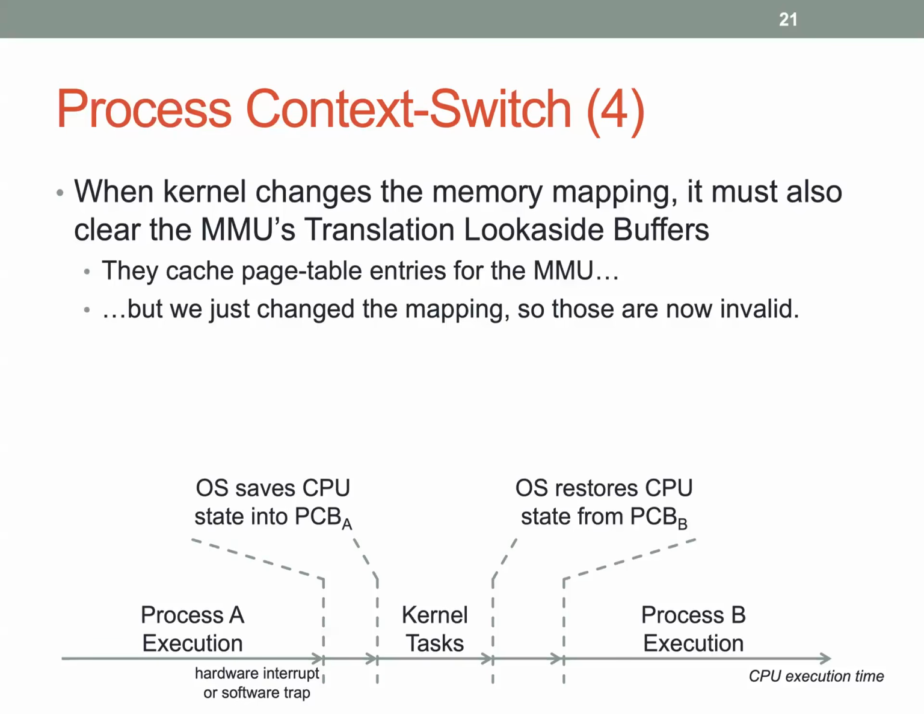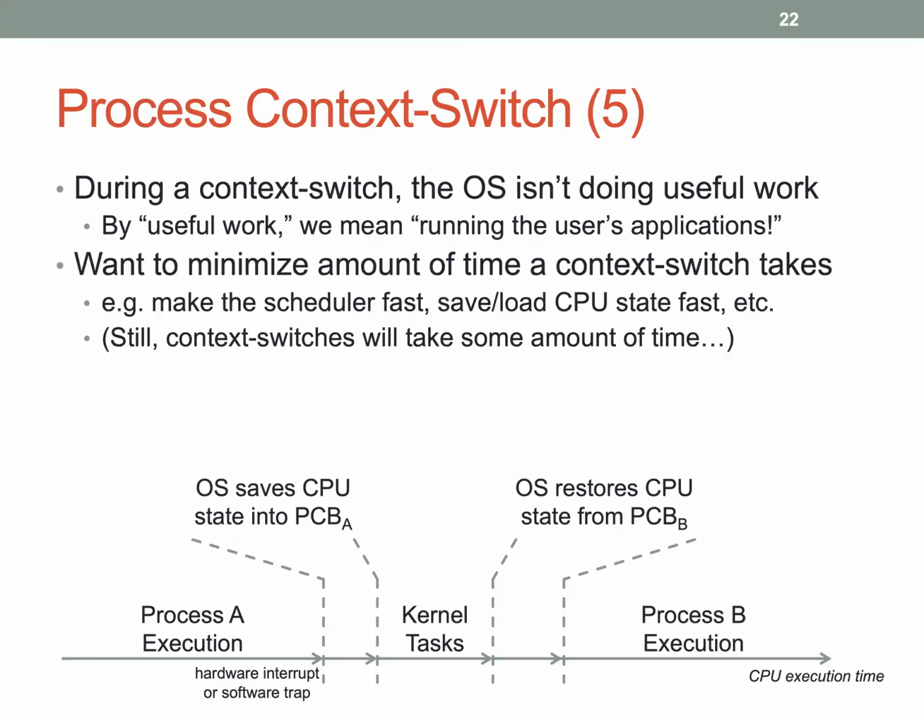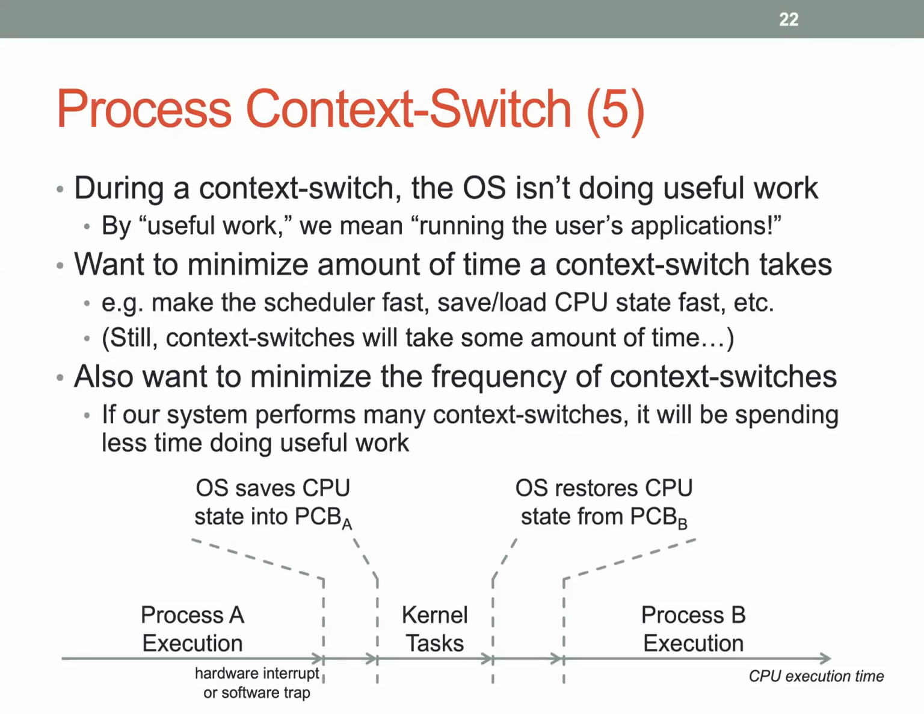What can you do? Multi-core. You have to do it. So this is what I was saying before. The context switch is essential to time multiplexing the processor, but during it, the OS isn't doing anything useful, at least as far as the user is concerned. And so we want to minimize the amount of time the context switch takes, and we also want to minimize how often we do this hideous task. So these are the important things that we need to think about.